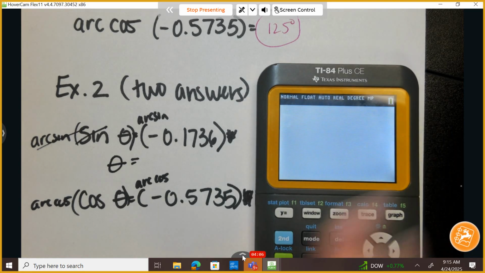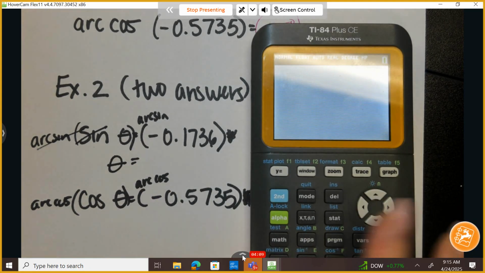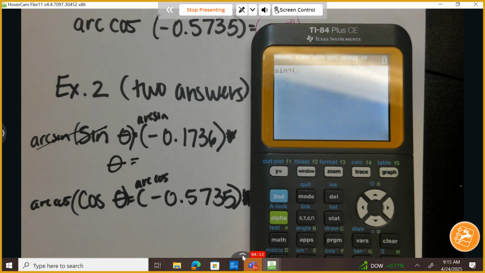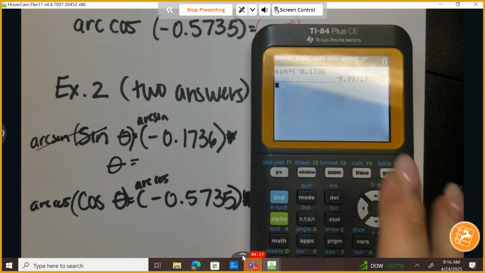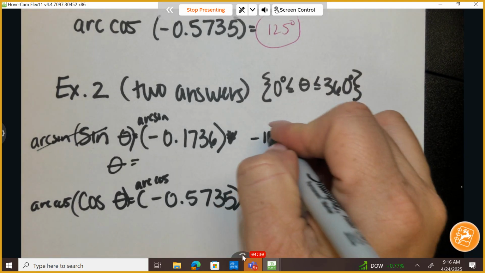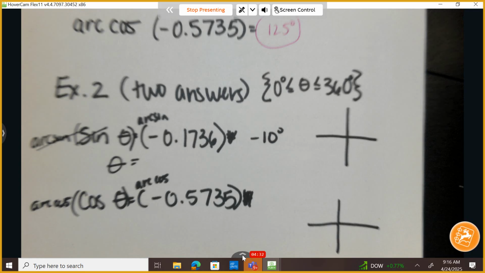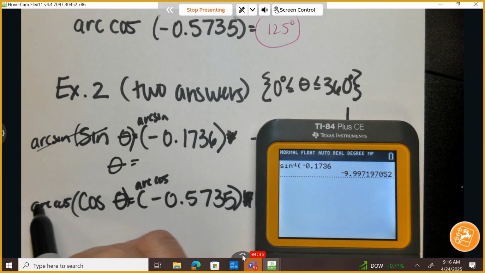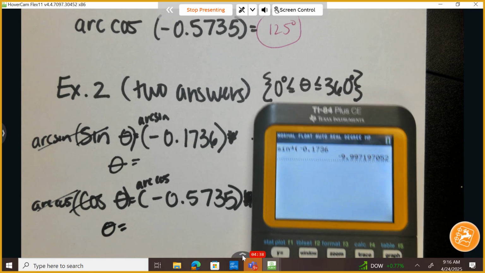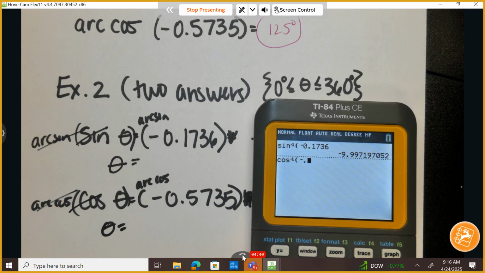And now I'm going to take my calculator. I know arc sine is going to be second sine. Okay, I've got that down. And then I'm typing this in, -0.1736. I'm going to press enter, and I'm going to write down -10 degrees. We're going to come back to that answer and make sure that it satisfies the directions in a little bit. So right now I'm at -10 degrees. Let's do the next one. So here, these are going to be eliminated, and now I'm going to do arc cosine of -0.5735. Okay, 125.